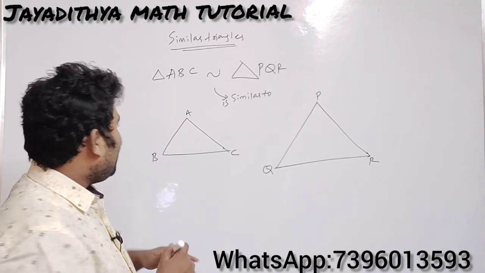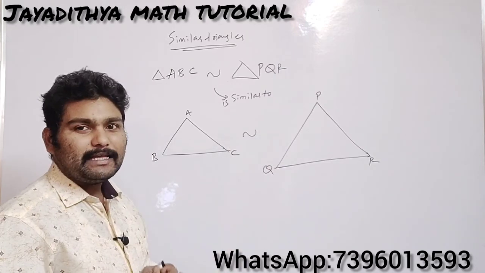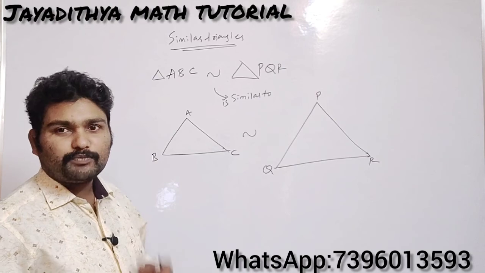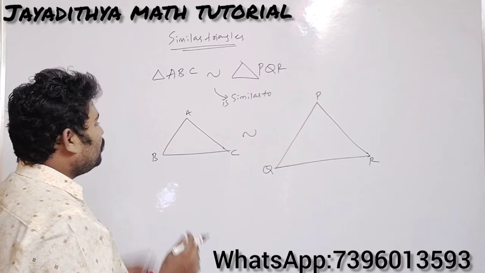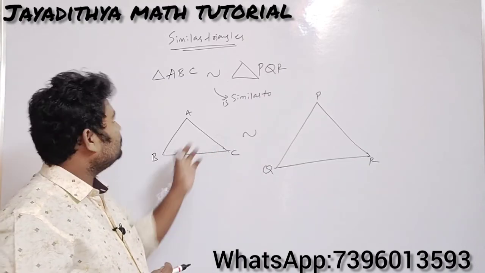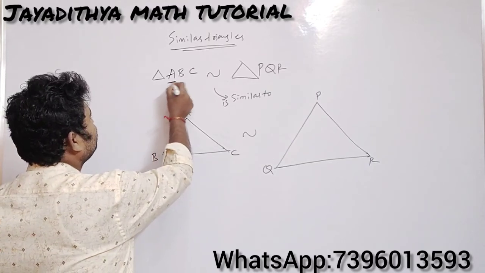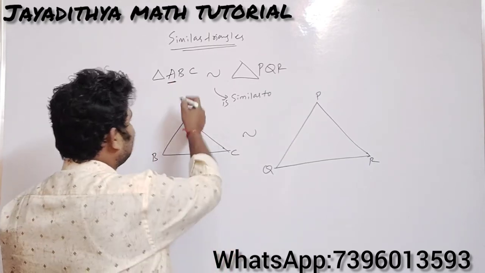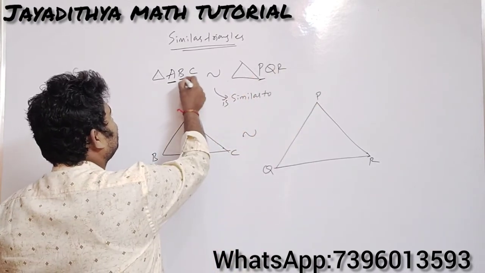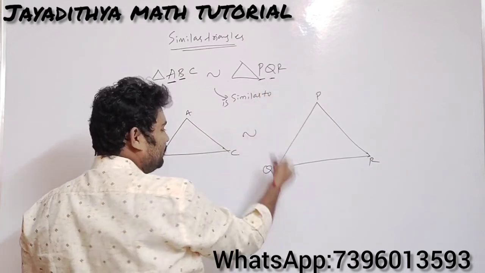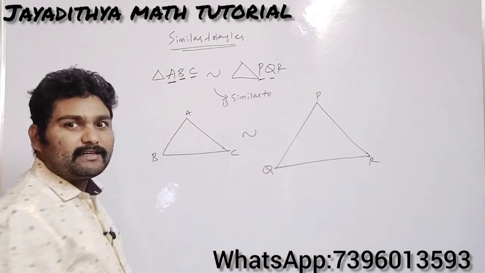I am telling that triangle ABC is similar to triangle PQR. If these two triangles are similar, what can we say about the corresponding sides and corresponding angles? We need to see that first. When you are seeing the notation, simply observe like this. A is the first vertex in triangle ABC, and P is the first vertex in triangle PQR. B is the second vertex in triangle ABC, Q is the second vertex in triangle PQR. C is the third vertex in triangle ABC, and R is the third vertex in triangle PQR.